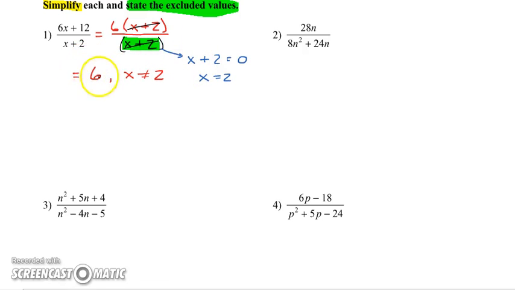So here's my simplified answer. Here's my set of excluded values. So there's my answer. Here's my excluded values.